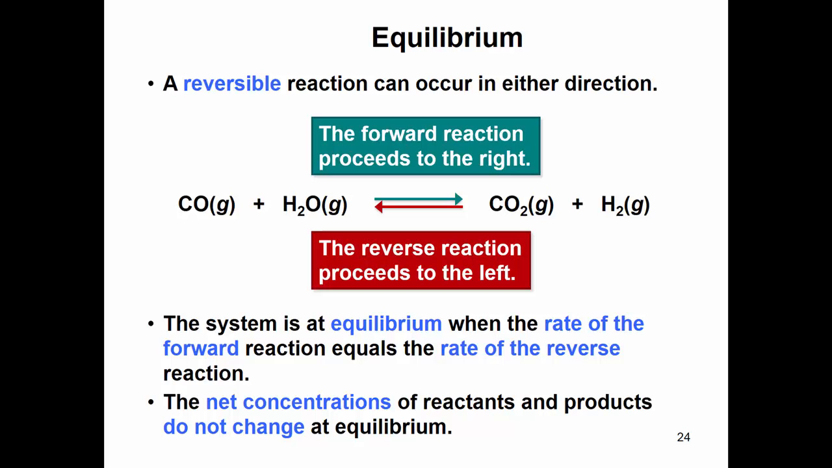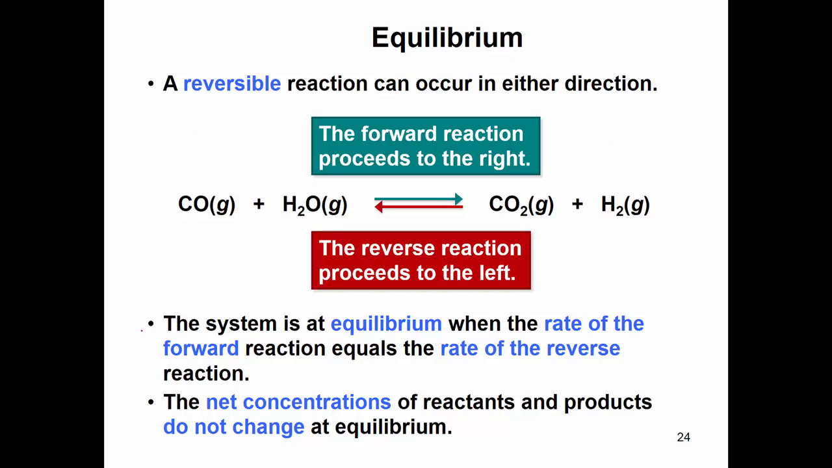If a chemical reaction is at equilibrium, the rate of the forward reaction equals the rate of the reverse. This is very important. It doesn't mean that you have the same amount of reactants and products. We'll look at how we can tell which one's favored shortly. But when it's at equilibrium, the net concentrations of the reactants and products don't change.